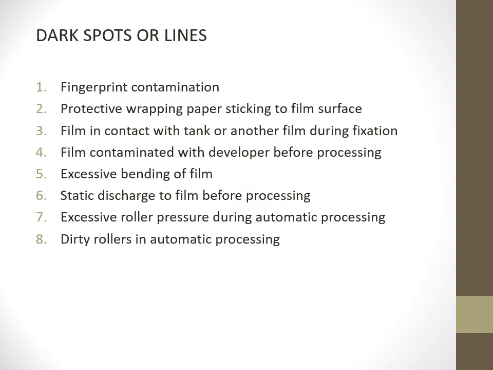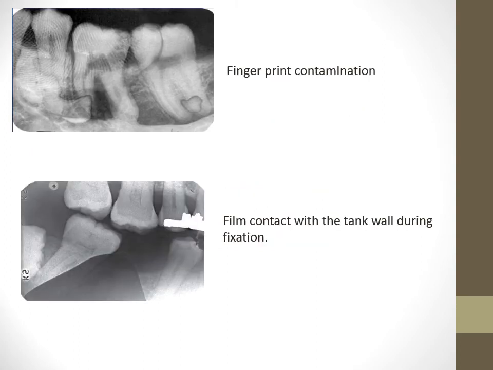Dirty rollers. Again, this is in automatic processing. When the rollers roll over the films, if they are dirty, they can cause dark spots or lines. This is a radiograph with fingerprint contamination and film contact with the tank wall during fixation. These are again faulty radiographs. Fingerprint: I told you we are not supposed to touch the film while processing. And film contact with the tank wall during fixation: if it comes into contact with the tank, that particular area will not get fixed.